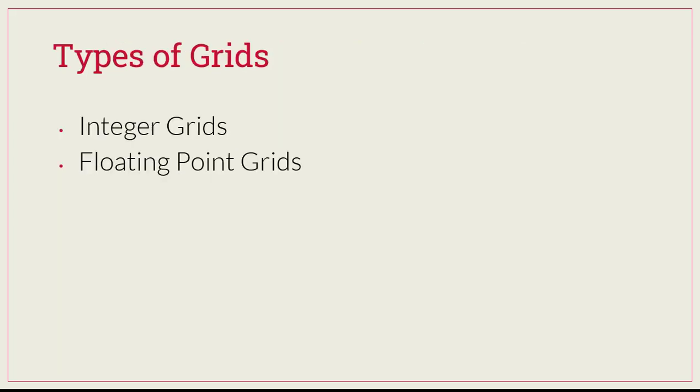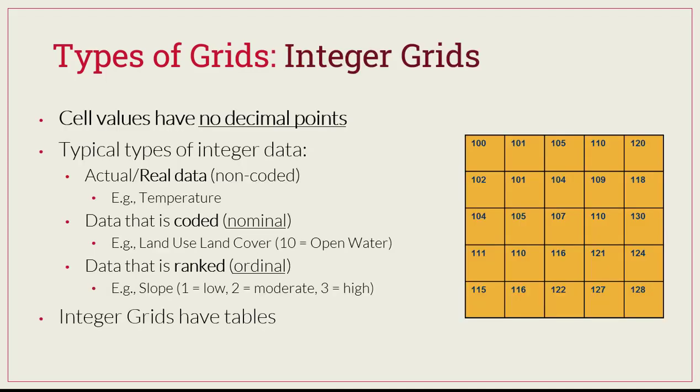So the final raster basic that we're going to review in this section are the two different types of grids that we can have in a GIS analysis, an integer grid and a floating point grid. Integer grids are those where the numbers stored in each cell are integers, meaning they don't have decimals. Integer grids are often representations of real data with whole numbers. So for example, temperature data. So each cell could have a value and it represents temperature, and that's what it means.